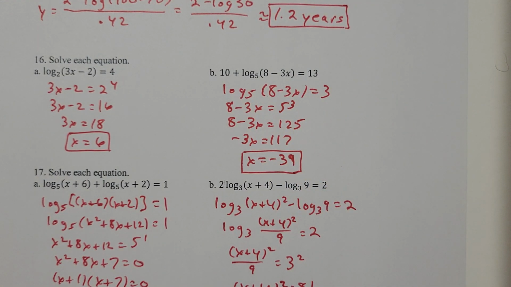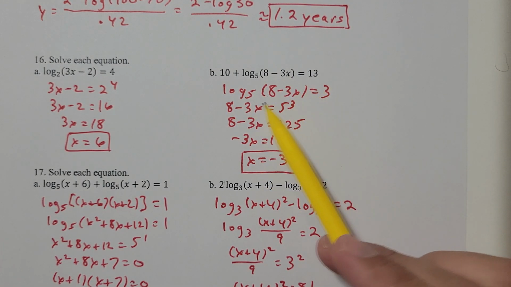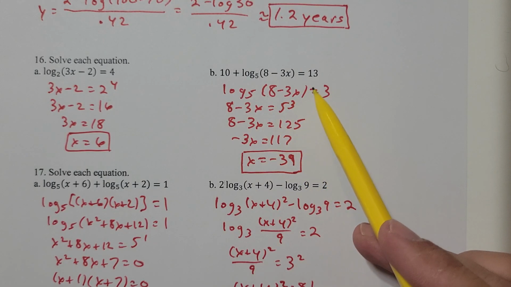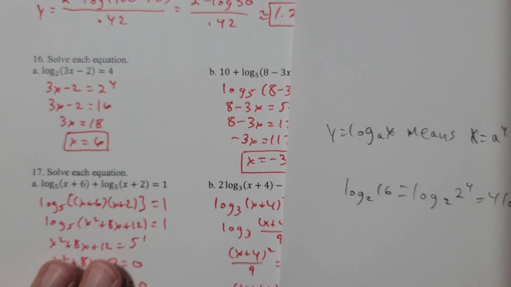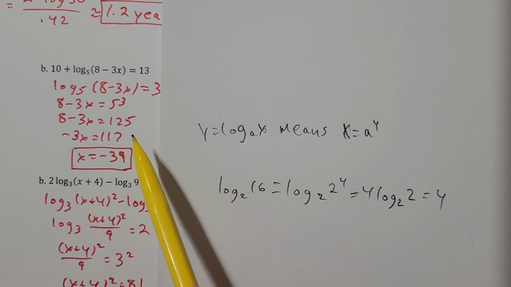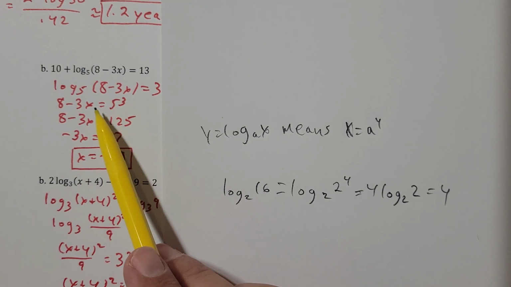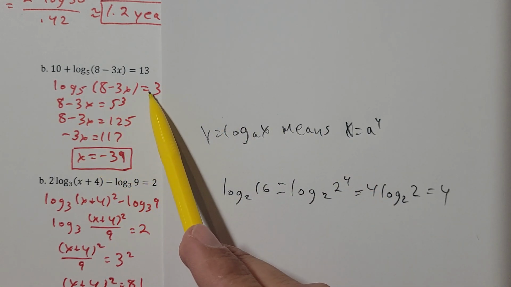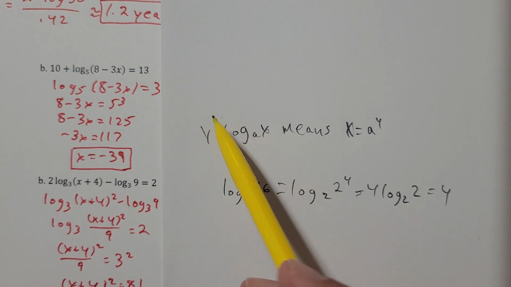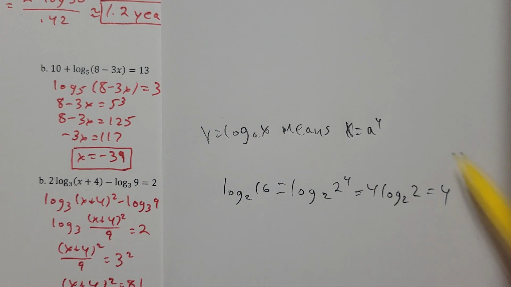Here's another example. So part B, we got 10 plus log base 5 of 8 minus 3x equals 13. If we subtract 10 from both sides, log base 5 of 8 minus 3x equals 3. So then let's convert that to exponential form. 8 minus 3x, that's the input, so that'll be all alone on the exponential. 5 is the base, and 3 is the y value. 5 cubed, 5 times 5 times 5, that's 125.